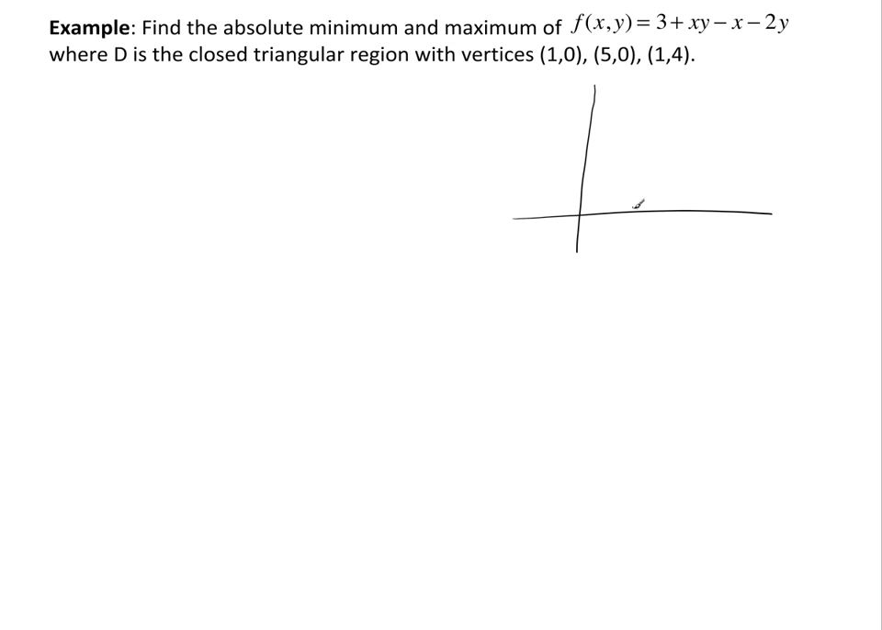Our vertices are (1,0), (5,0), and then (1,4). So we're looking at, there we go. Oops, I missed. Let's make it big. You won't know that I missed. There you go. All right, so we're looking at an absolute min or max inside this region. This is on the xy plane.